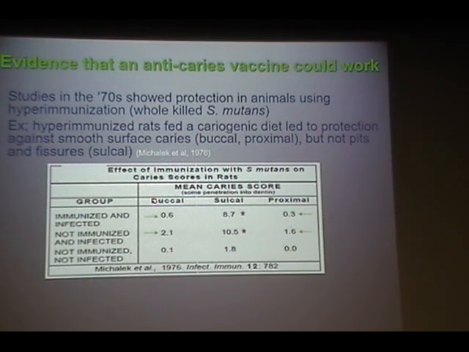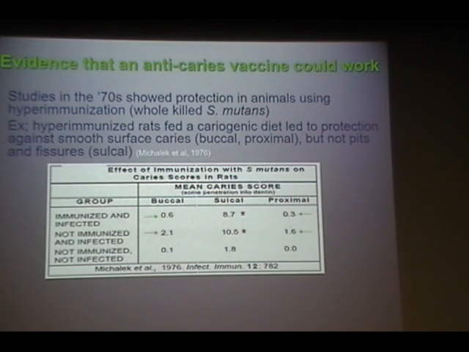Now, if you look at the buccal surfaces or the proximal surfaces of the not immunized and infected, they got a pretty deep caries in the buccal and in the proximal areas. But if you looked at the immunized and infected, so these were the animals that were intentionally immunized with strep mutans and fed a cariogenic diet, the buccal level of caries was closer to baseline. And the proximal level of caries was closer to baseline, which means there's protection.